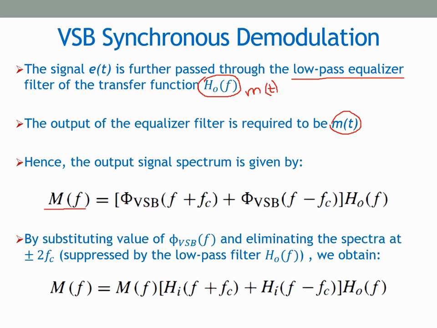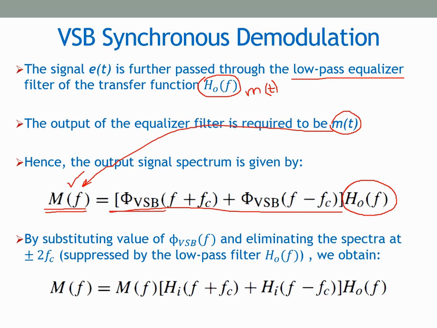The signal that we obtain at the output of H0(f) should be equal to M(f), which is the transform of m(t). That means the signal that we have obtained before the equalizer filter, after it is passed through the equalizer filter in the frequency domain, gives this result, where they are both multiplied. So this H0(f) should be chosen such that the output of this product is equal to the Fourier transform of the signal m(t).